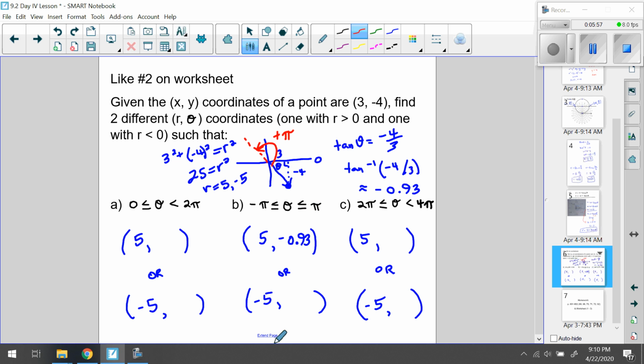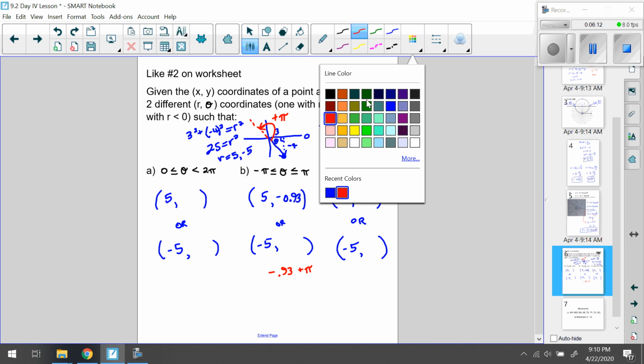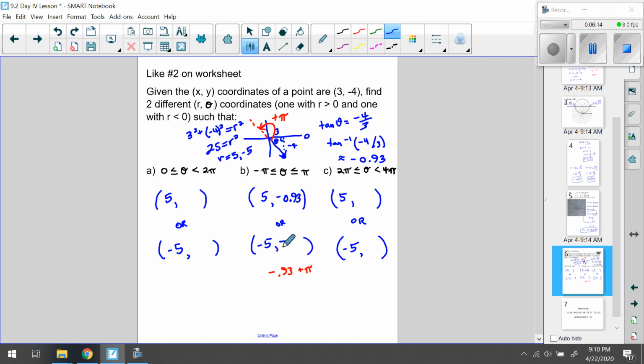And so if I want to know what this value is down here, I'm just going to take -0.93 and add pi. And if I do that, I should get about 2.21 radians. And 2.21 is between -pi and pi. So pi is 3.14, so that's a little bit less than that still. And so that checks out. It looks like it's in the proper range. So I'm feeling pretty good about part B now.